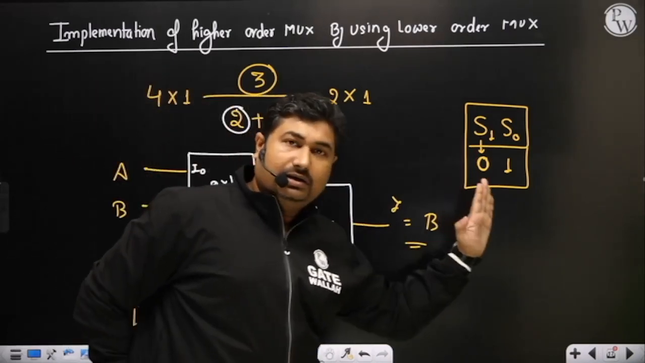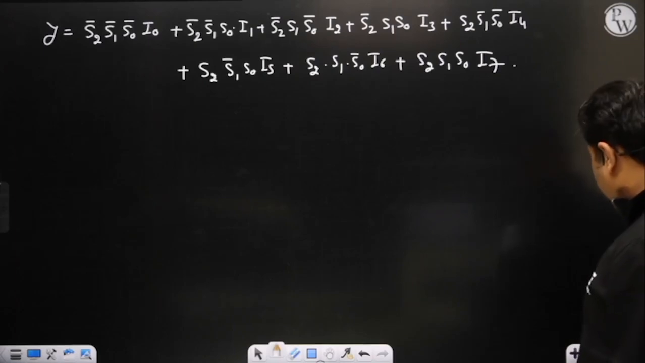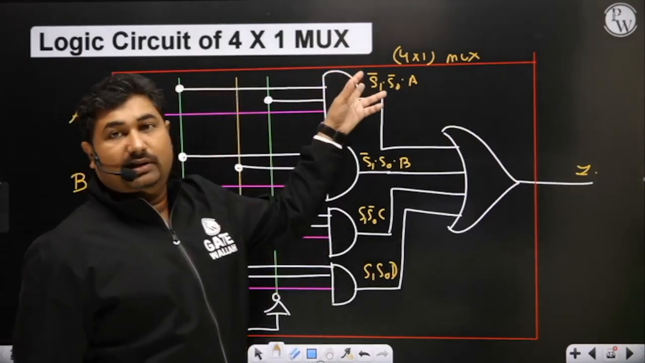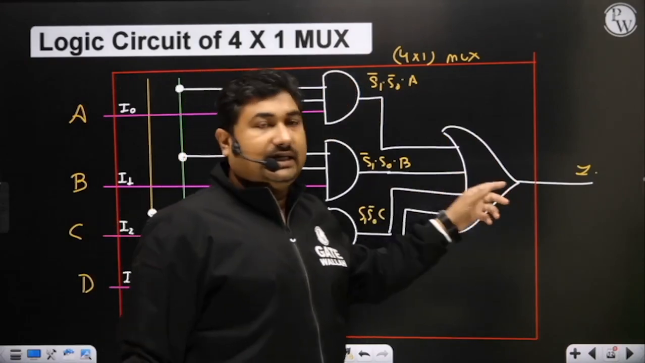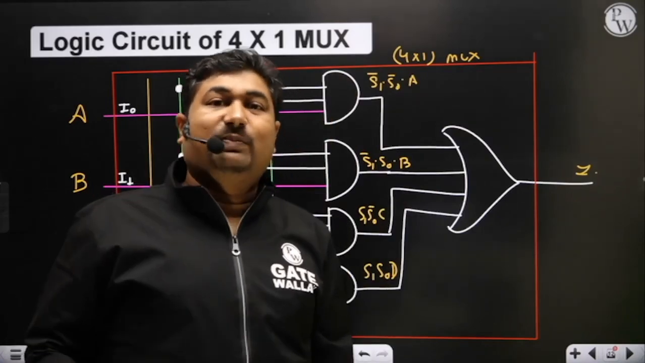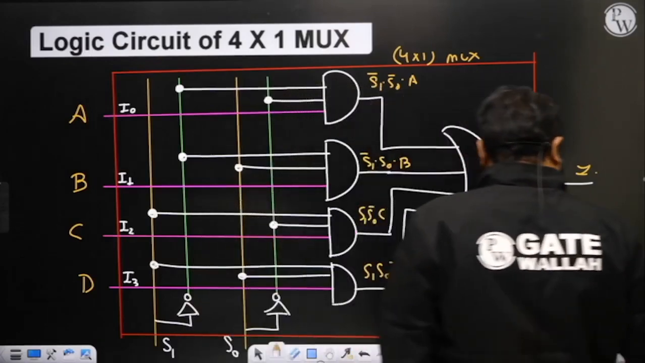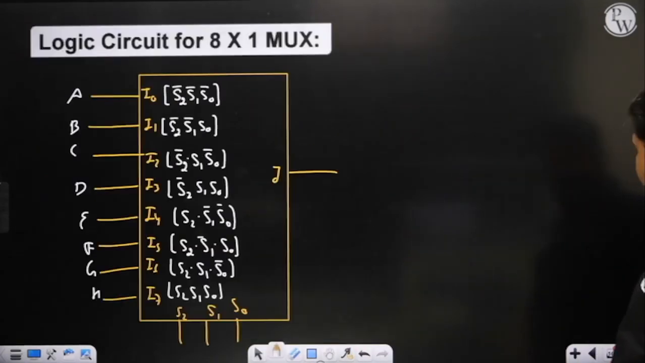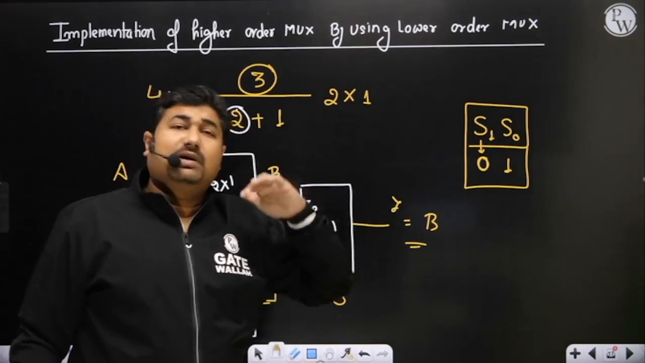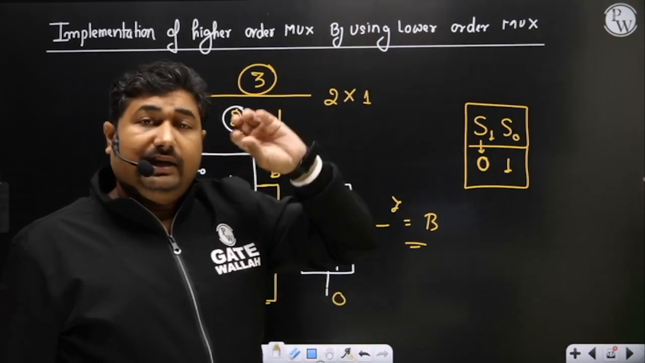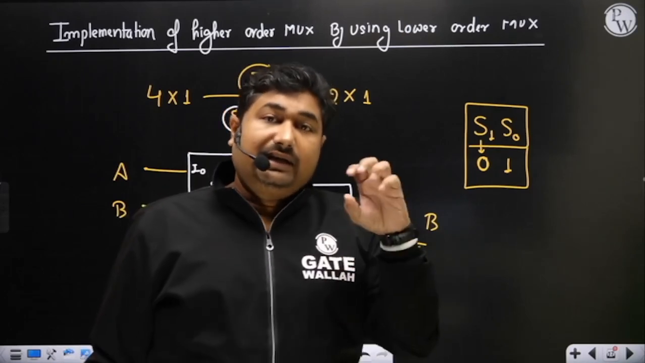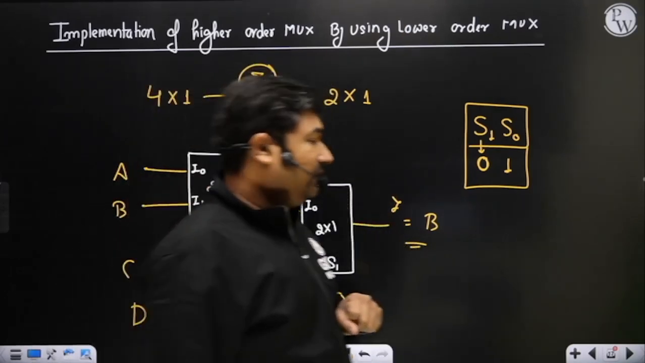However, if I implement the same circuit using a 4 cross 1 multiplexer, what is the number of AND gates needed? 1, 2, 3, 4. And how many OR gates are needed? 1. What is the delay, sir? 1 level, 2 levels. Great, sir. The delay is half and the cost is lower, so it is better to take 4 cross 1. Why would you take 2 cross 1? Yes, sir. This is just to show how to connect a higher order. If we are going to design a circuitry for any particular order, then the delay will be lower and the cost will be lower. Is it okay? Great, sir.